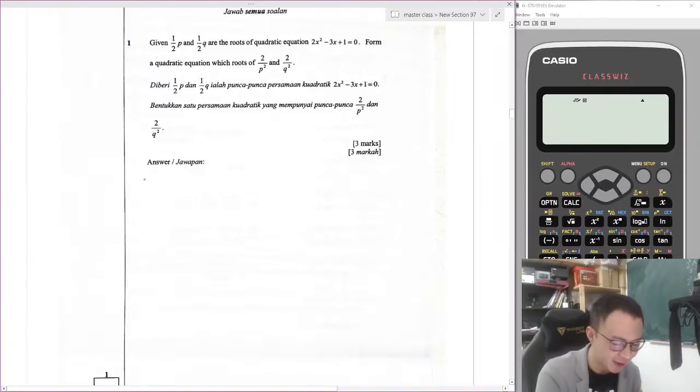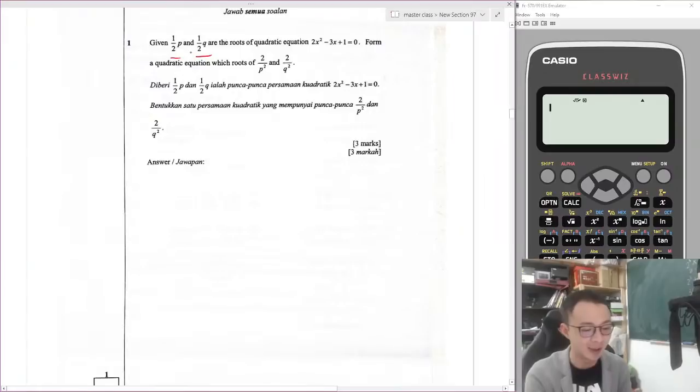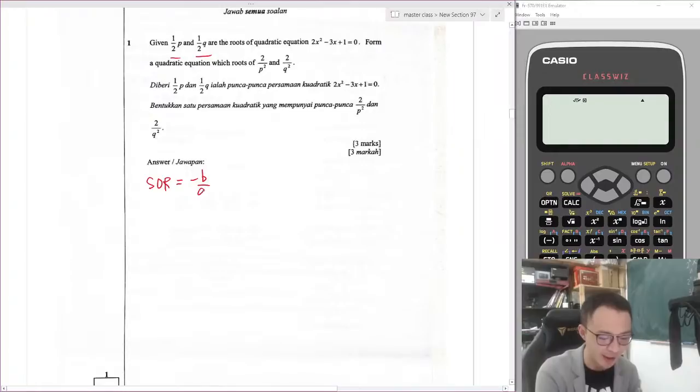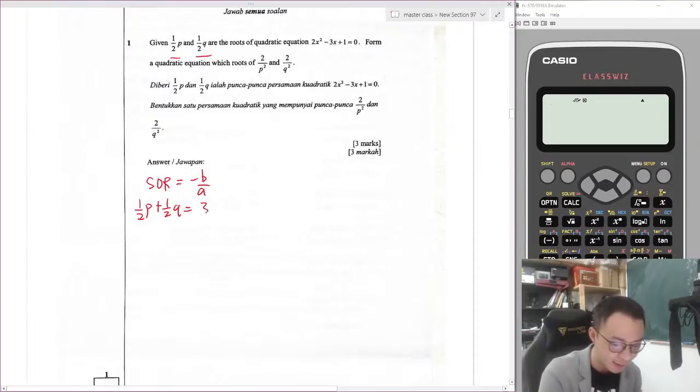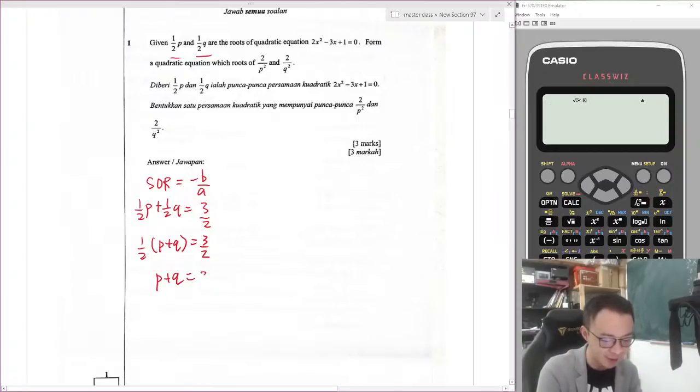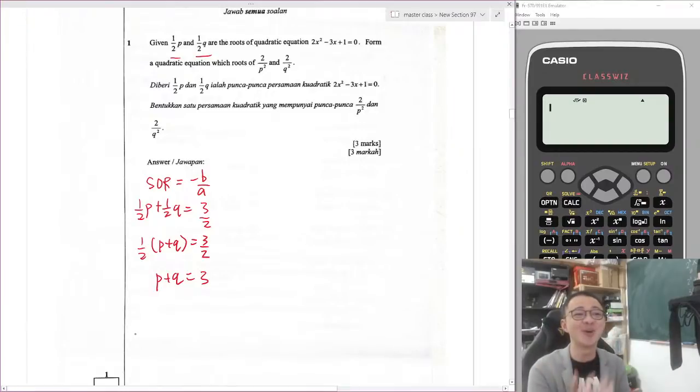Alright, so from here, since both of these, half P and half Q, are the roots of the equation, we know the sum of roots is negative B over A. So sum of roots means both of these roots summed together, isn't it? My B is negative 3, minus negative 3 becomes positive 3 over A. A is 2. So I will factorize out the 1 over 2. I got P plus Q over 2 equals 3 over 2. Then I multiply 2 on both sides. P plus Q equals 3.